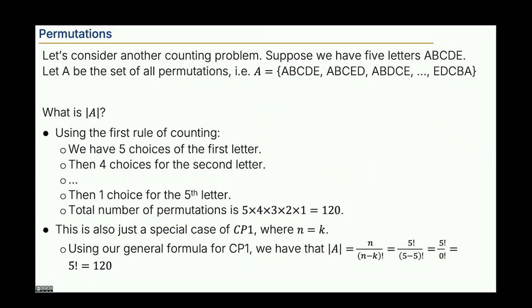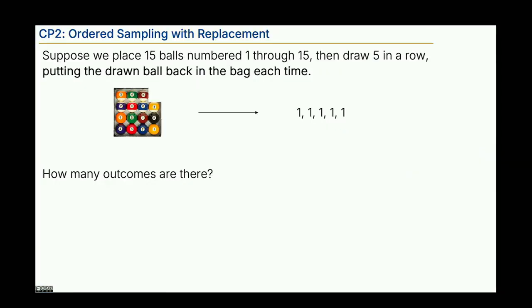This is a different problem. This is the problem where I can get repeats. That's it. That's the only thing. It's different. So in this case, I could draw the ball 1 5 times in a row. We still care about the order. So 1 1 1 1 2 is different than 2 1 1 1 1. And so I want to know how many outcomes there are. Okay. So the key difference is that we're putting the ball back each time.